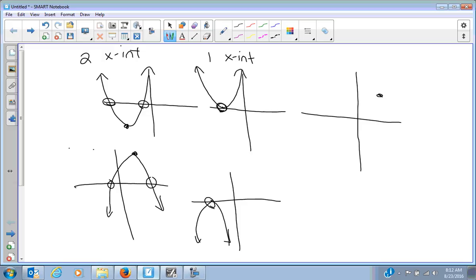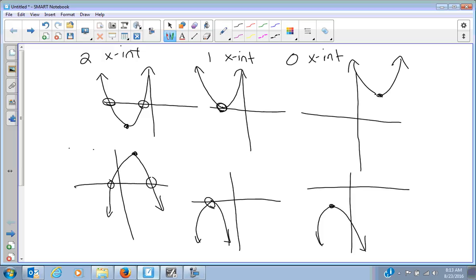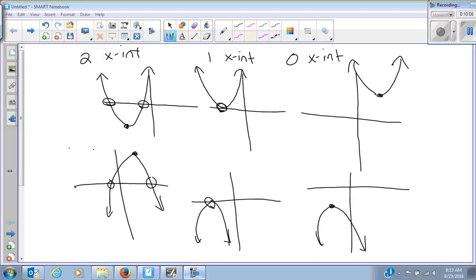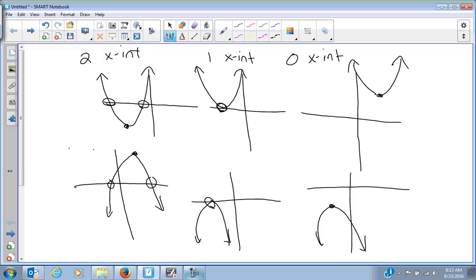And what could be happening too? And my concavity could be up. How many x-intercepts do I have in that case? What's the last case that I could have? And again, I have 0 x-intercepts. Are you guys with me on this? If you want to come back and look at it later and write it and just watch, you can do that because I'm recording it. That makes sense for everyone.